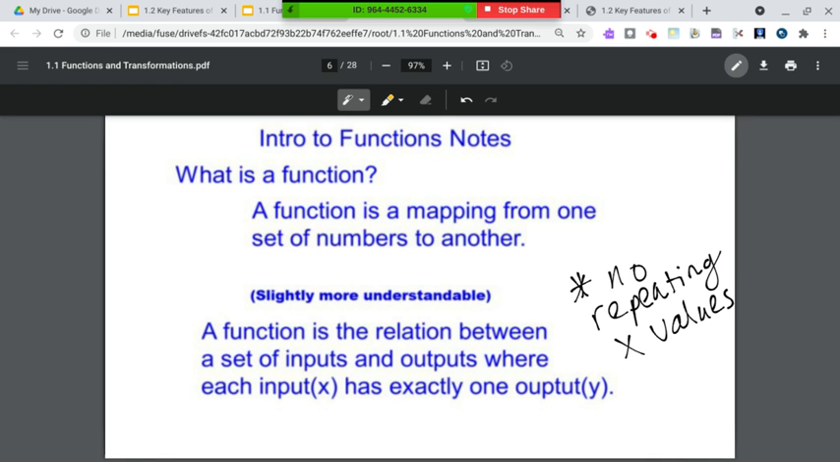And that's just more of an overview. You don't really need to copy down everything verbatim here. Just remember that a function can't repeat x's. Okay, you're good here. Do you want me to pause for a minute? I'm good here.